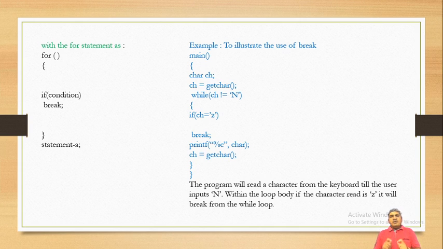The program will read characters from the keyboard till the user inputs \n within the loop body. If the character read is z, it will break from the while loop.